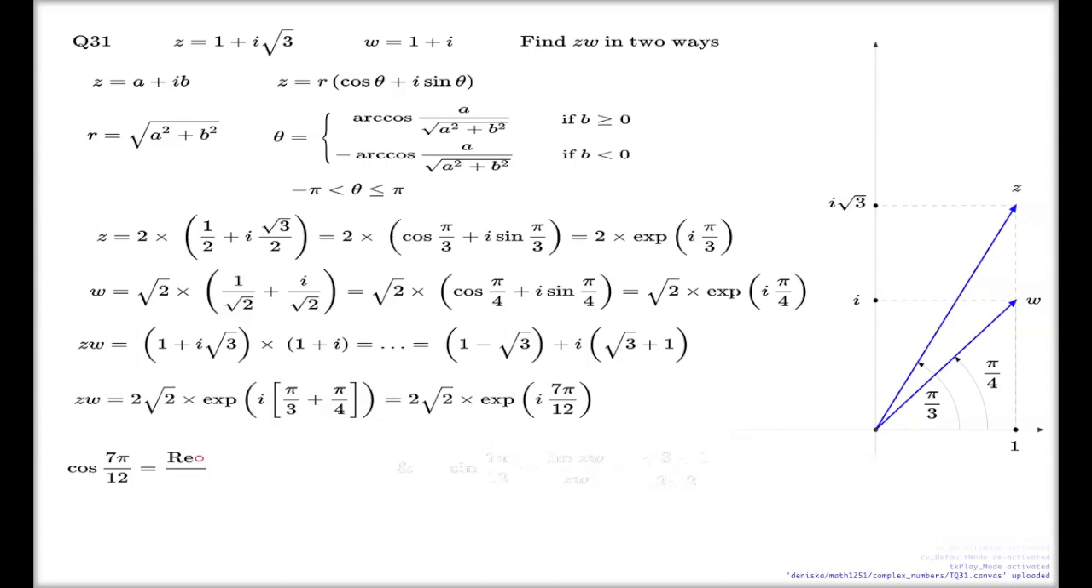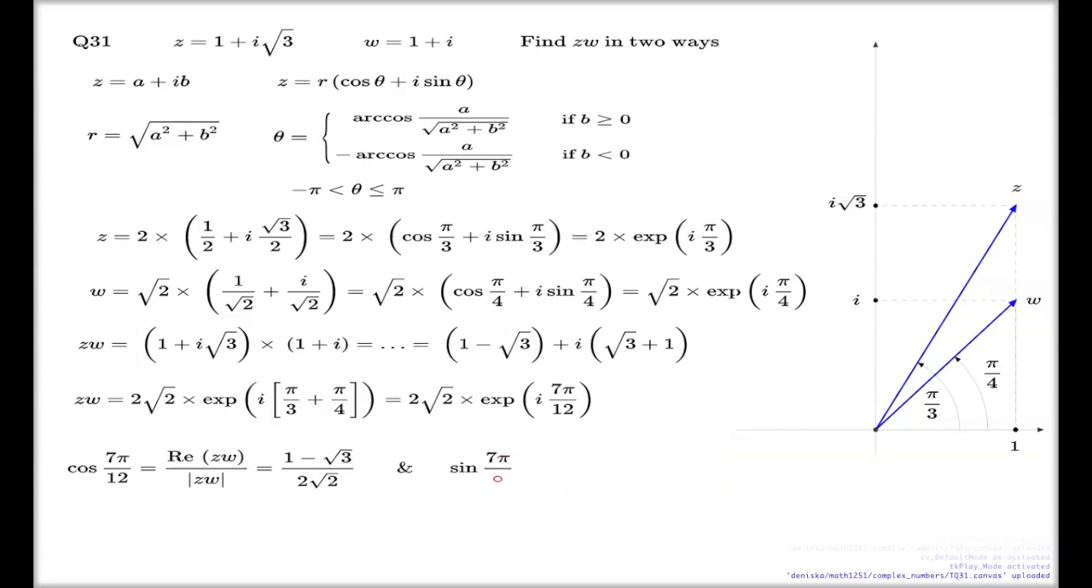Cos 7 pi on 12, that is the real part of this number, and that is another alternative expression for the real part of the same number. So the cos will be the real part of the ZW product divided by the absolute value of the ZW product. Now we know everything here, and that's the value for the cos 7 pi on 12.